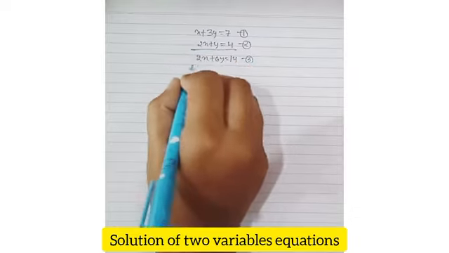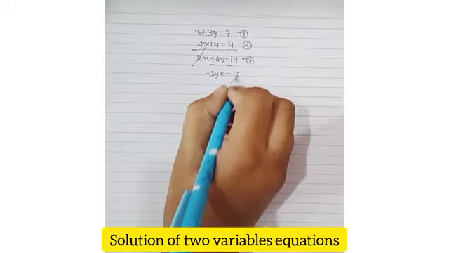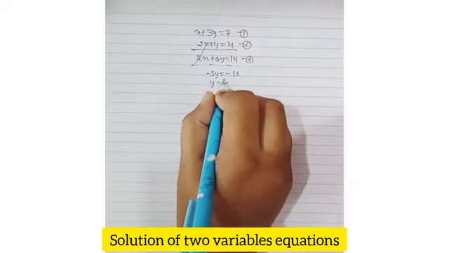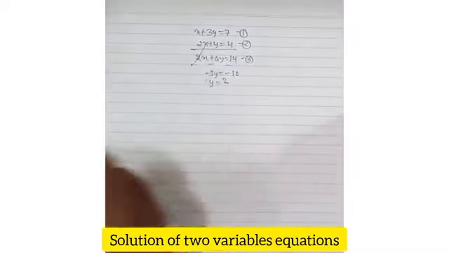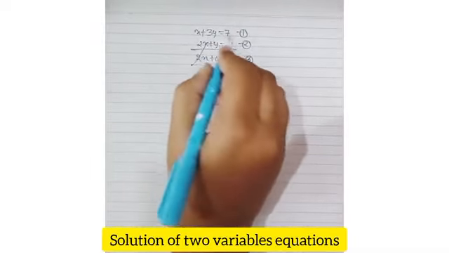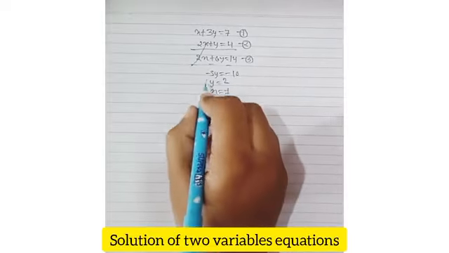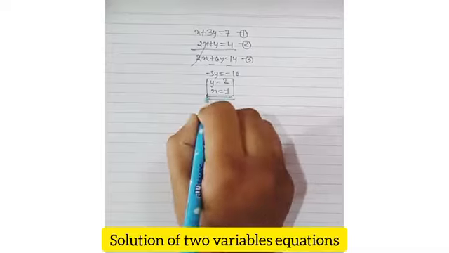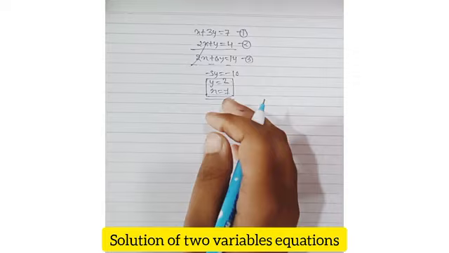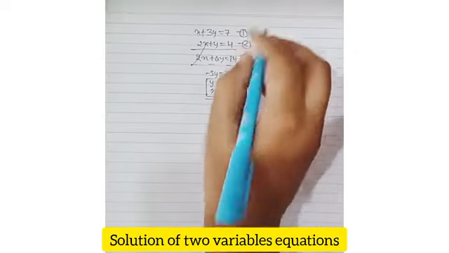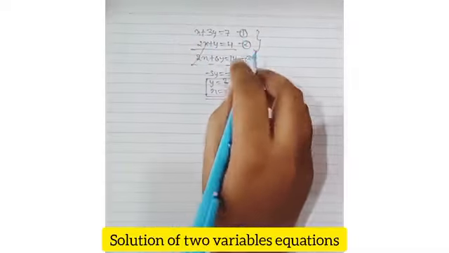Now if I solve this, what will I get? I will get minus 5y equal to minus 10, then y equal to 2. And if I put the value of y in my equation 1, then I will get the value of x equal to 1. So these are my values of x and y, and we will get these values when we perform our experiment.